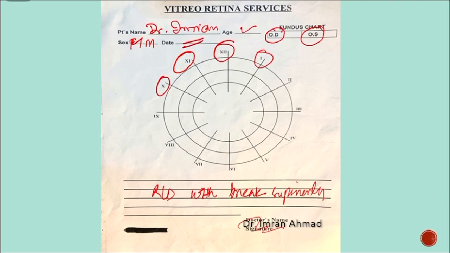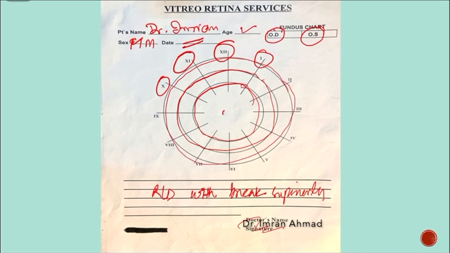The first one represents the equator of the eye, and the landmark for this is the entries of the vortex veins. The second one is basically the ora serrata, and the third line is the junction between the pars plana and pars plicata. According to this, we have to draw any pathology in the fundus where it is.